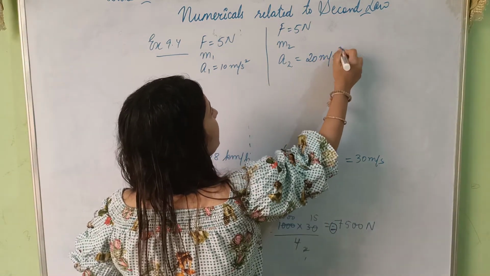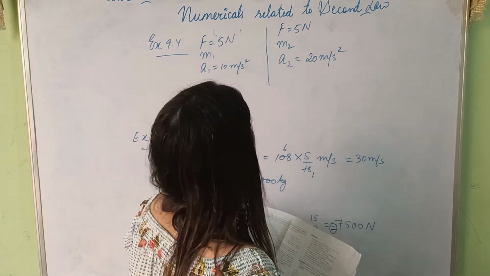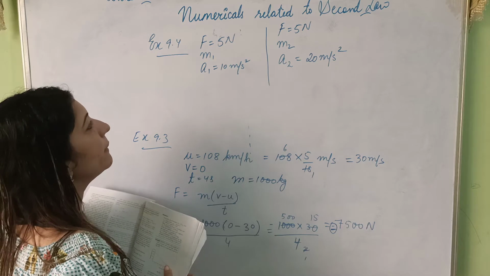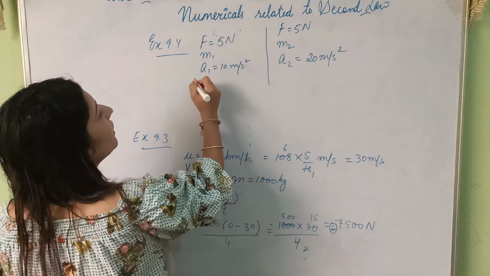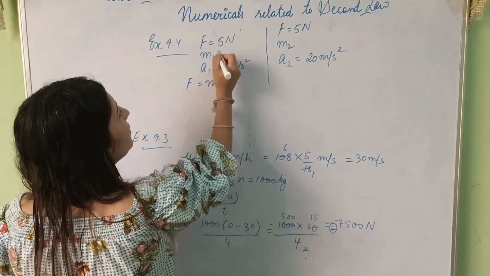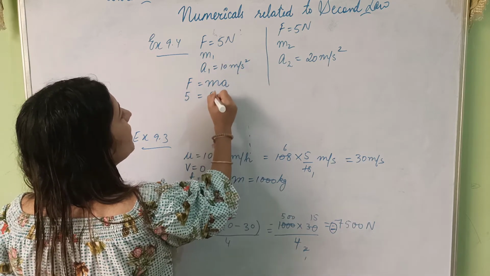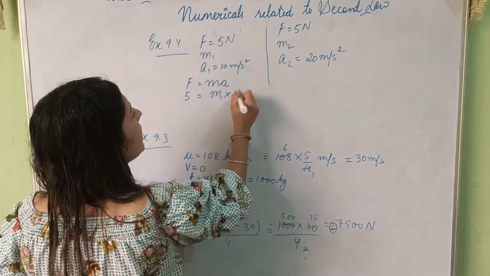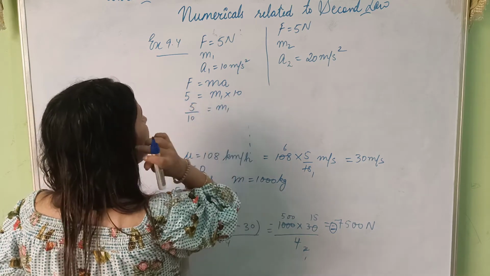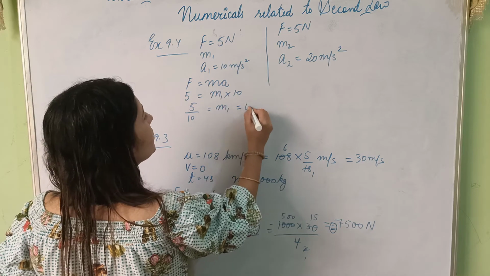Now what do we need to calculate from this? I think we'll be calculating the masses first. F is equal to ma. We'll calculate the mass and then read the question. Putting the values, 5 is equal to m1 into 10, so m1 is 5 by 10. This will come out to be a mass of 0.5 kg.